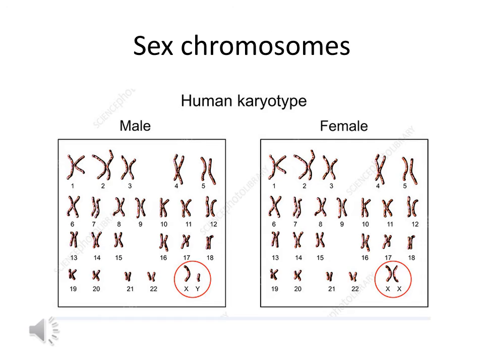This is the human karyotype of 23 pairs of chromosomes. As you can see, the male karyotype contains an XY chromosome pair circled in red, and the female karyotype contains 2 X chromosomes also circled in red.